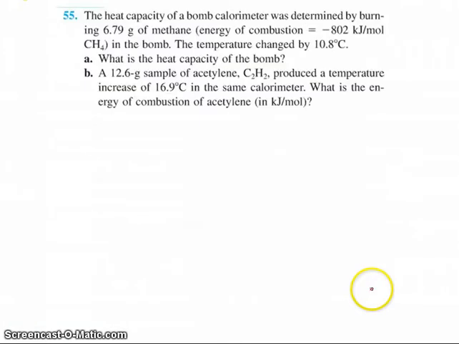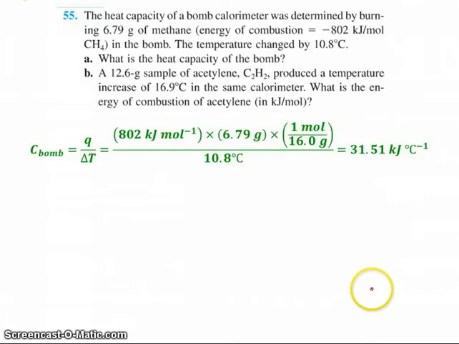So here's a sample for this. Notice the first thing I've got to do in part A is find the heat capacity of the bomb. To find the heat capacity of the bomb, I look at a known reaction. So they're telling me I burned 6.79 grams of methane, and I know that methane releases negative 802 kilojoules per mole when it reacts. This causes my system to rise by 10.8 degrees Celsius. So to calculate the heat capacity of the bomb, I just take my heat and divide it by the temperature change, just like we did earlier.